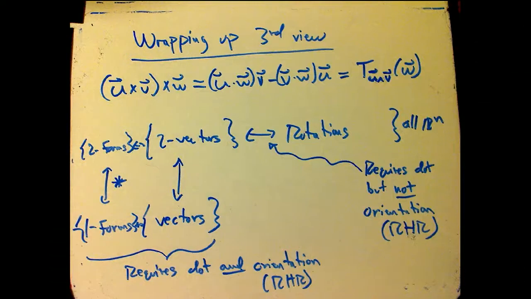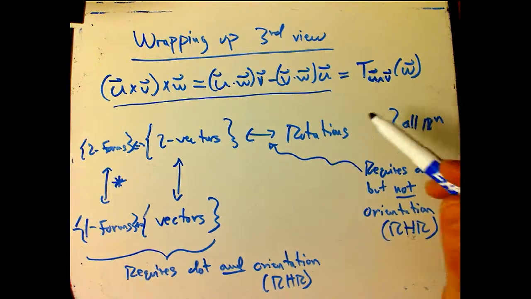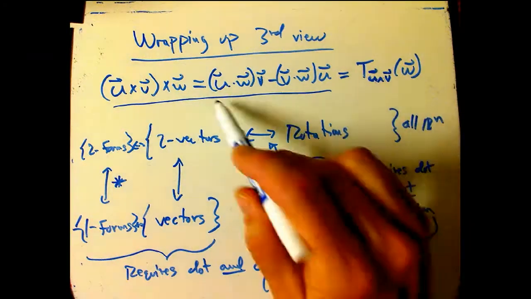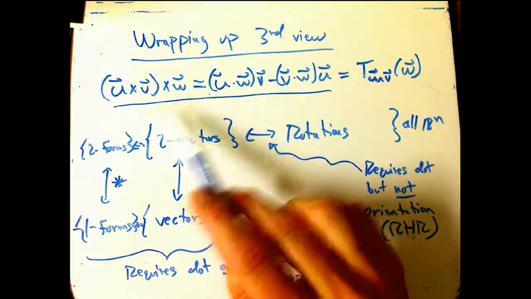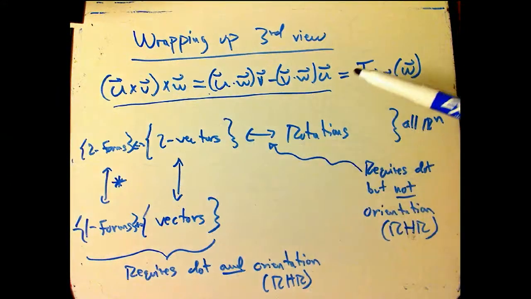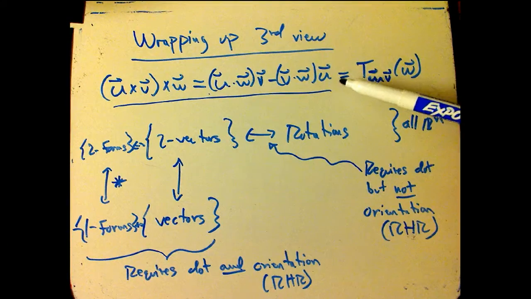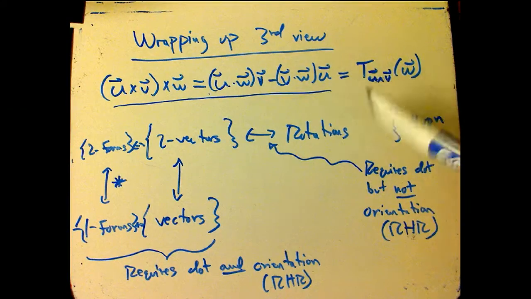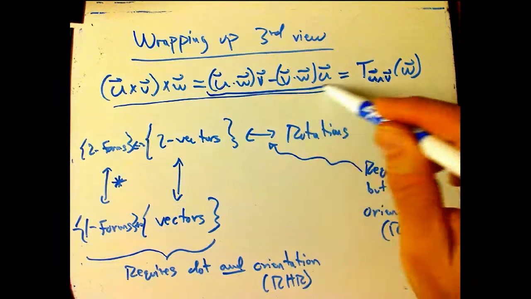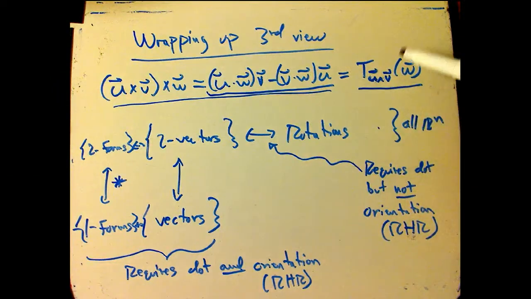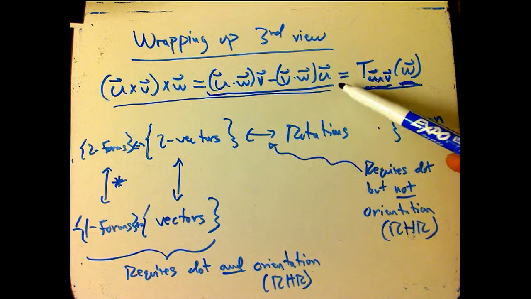So here's a wrap-up of this third view on the triple vector product, or vector triple product, identity. What we saw was, let's imagine you've never heard of the cross product, but that you've investigated rotations, especially infinitesimal rotations in three-dimensional space. Then you know about this formula for the rotation of w by the bivector u wedge v, and that that's exactly the right kind of data to specify an infinitesimal rotation.